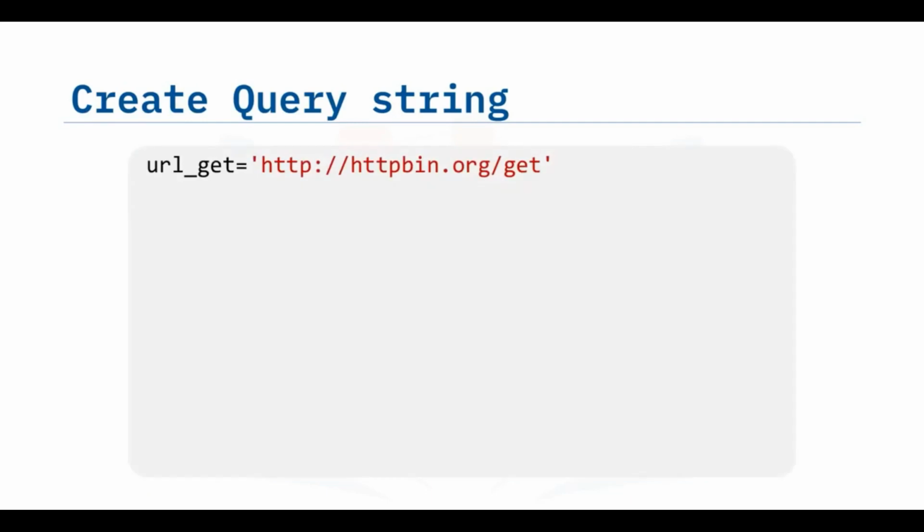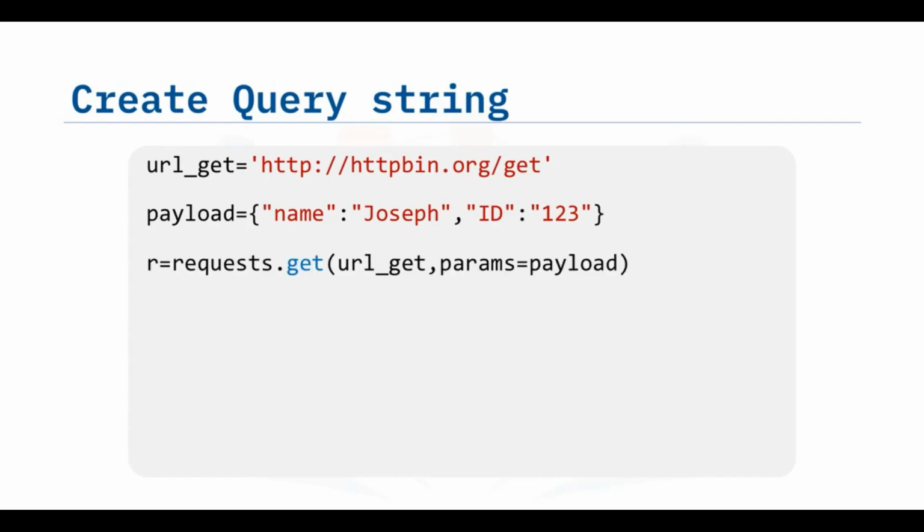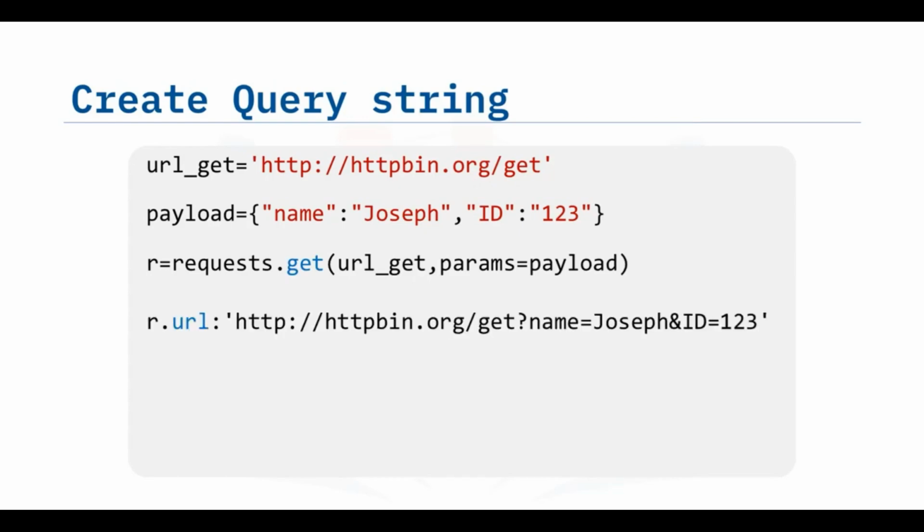We have the base URL with get appended to the end. To create a query string, we use the dictionary payload. The keys are the parameter names, and the values are the value of the query string. Then we pass the dictionary payload to the params parameter of the get function. We can print out the URL and see the name and values.